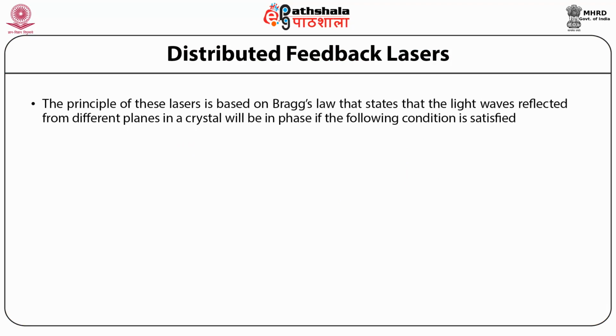Irving Kaminow and Charles Shank in 1971 invented the distributed feedback laser, and today it is the light source for almost all optical communication systems. The principle of these lasers is based on Bragg's law, which states that the light waves reflected from different planes in a crystal will be in phase if the following condition is satisfied: 2d sin theta equal to m lambda. Here theta is the glancing angle.